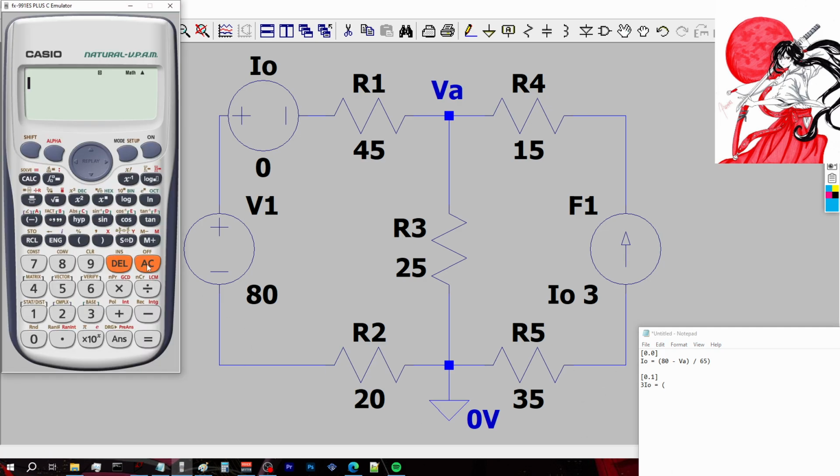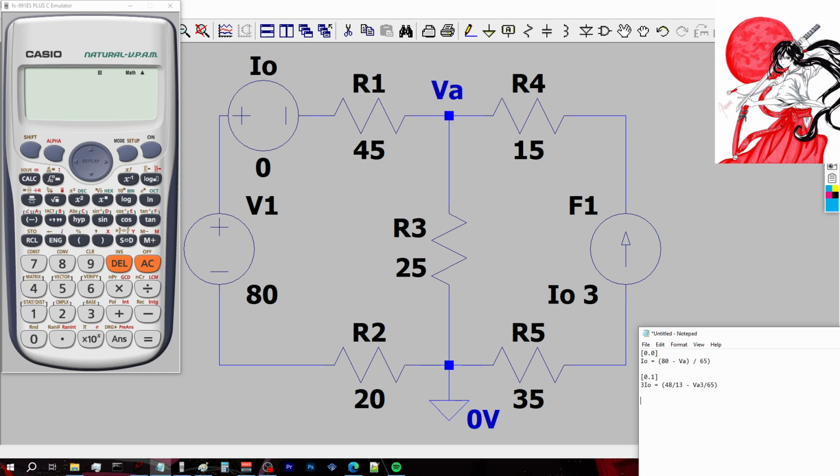Can 65 go into 3? I don't think it can. But let's see. No, it cannot. All right, cool. So we're going to do 240 divided by 65, which is equal to 48 over 13, minus 3 over 65 times VA. That's what 3 IO equals. All right.